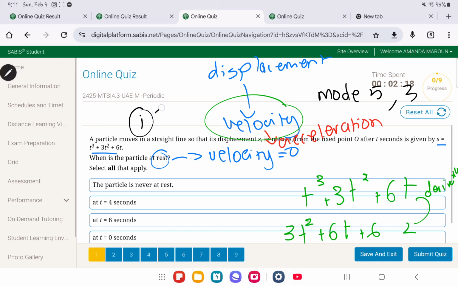Whenever you see i, it means it's an imaginary or impossible number, so that means it's never happening. So instead of i, you just know that it is never or impossible.